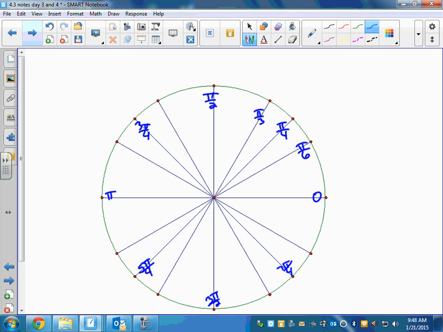Some people are really good at just going a step at a time. I find it helpful if I just do all the ones that go together. All the sixths go together. They're all 1 away from the x-axis, right? They're the line closest to the x-axis. So this is 5 pi sixths, 7 pi sixths, 11 pi sixths.